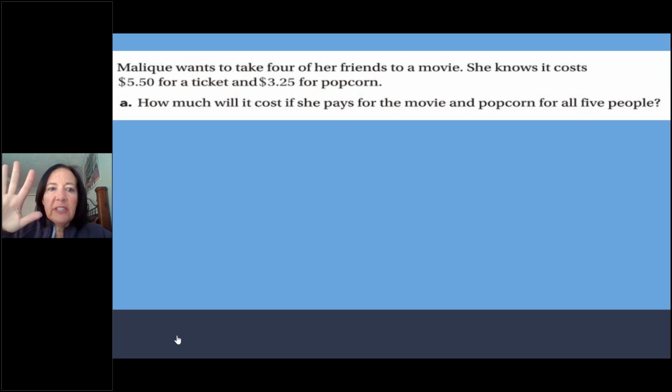Now, don't get confused. It said she's taking 4 of her friends, but Malik is going to go too. So we're taking 5 people to the movies and buying them all popcorn. And this one, Tashana, if you've got a calculator, it would be very reasonable to use a calculator to help you solve this one. So go ahead and try and solve it and let me know when you're ready to compare.